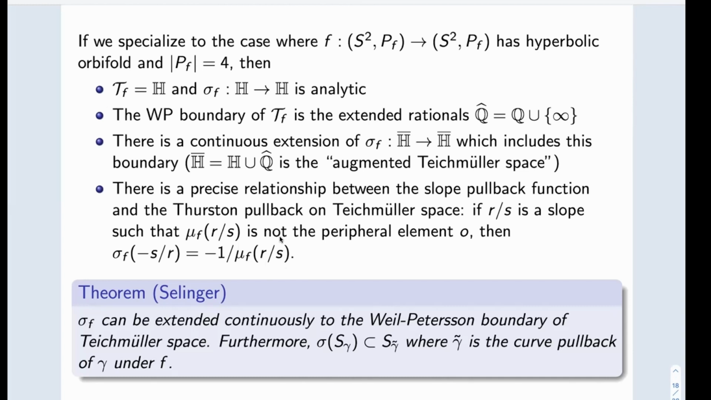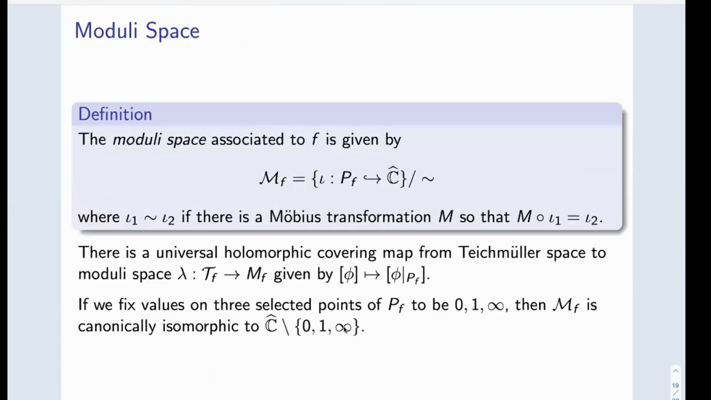Okay, and here's the general theorem that Salinger proved. So we have a continuous extension of the Weil-Petersson boundary, and it's going to map, I guess this is the strata of the curve, into the strata of the curve pullback. Okay. So we're going to study this map on Teichmüller space a little bit.